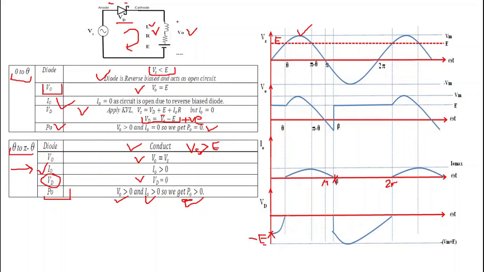And at omega t equals theta, what happens? Vm sin theta is equal to E, because this is the point of intersection of the sinusoidal waveform and the EMF E. It means the EMF and source voltage are equal at this point. That's why the drop across the diode is Vs minus E, which is equal to 0. So the drop across the diode is 0 at angle theta.